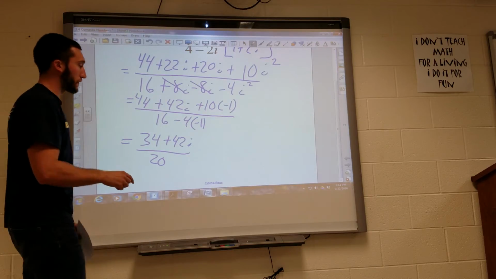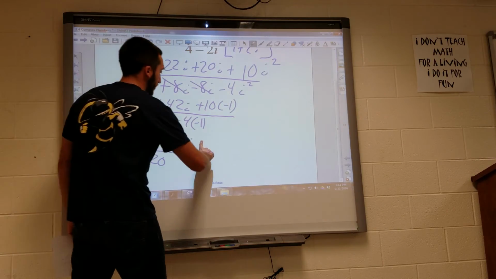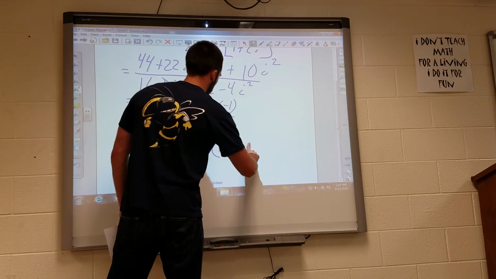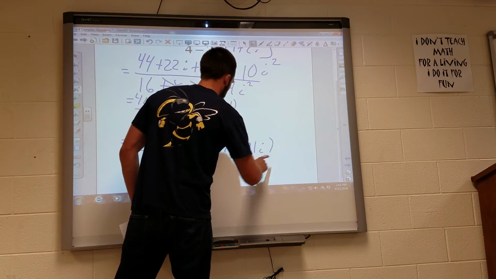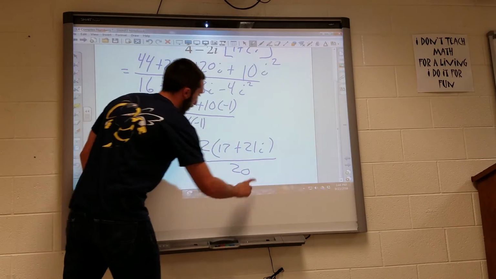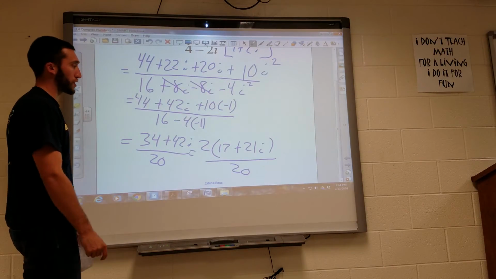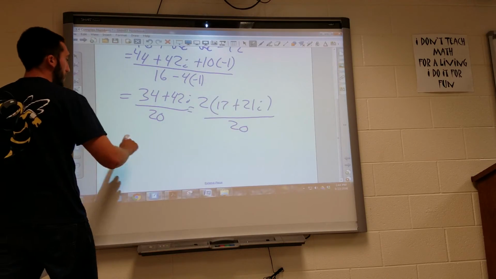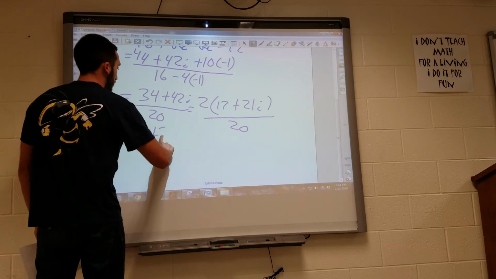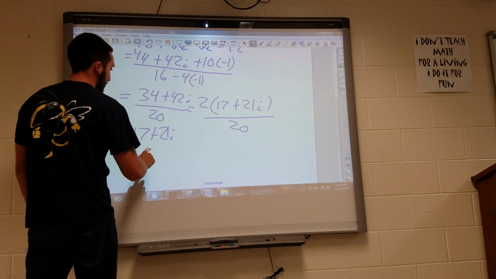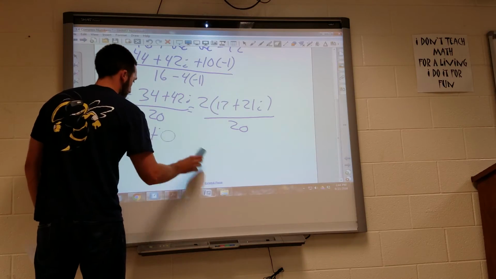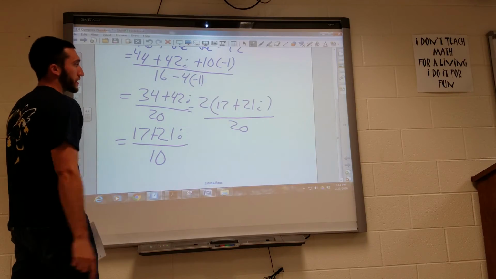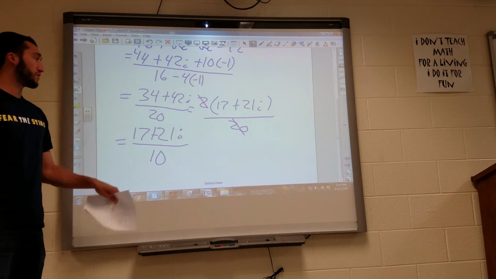I can simplify a little bit further because our numerator has a common factor of 2, giving me 17 plus 21i all over 20, right? Because they both have 2 that go into 34 and 42, so if I divide through by 2 and pull the 2 out in front, I'm left with that. Finally giving me 17 plus 21i, all over 10, because the 2 and the 20 cross out, leaving me with just 10.